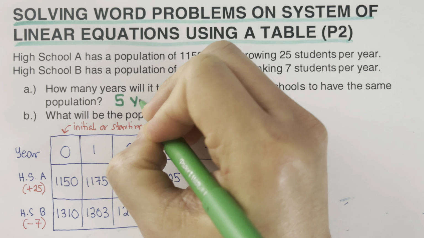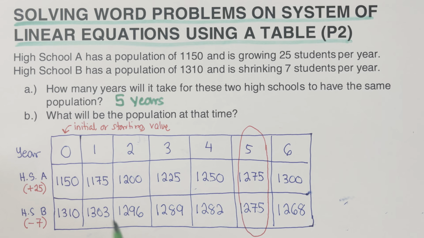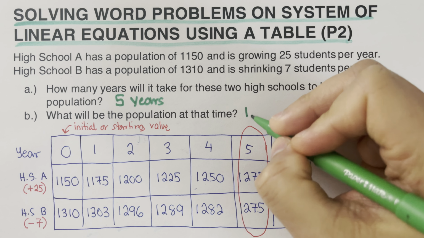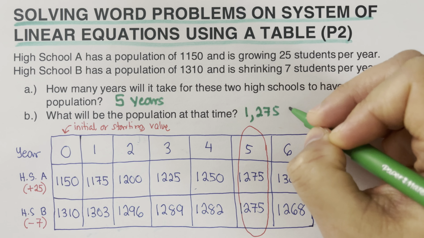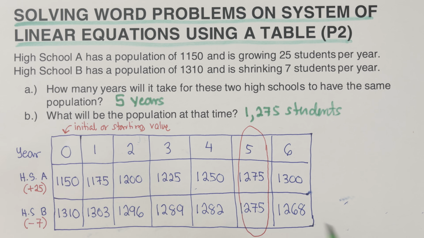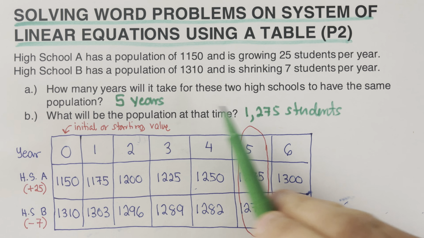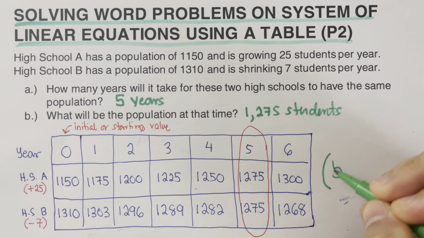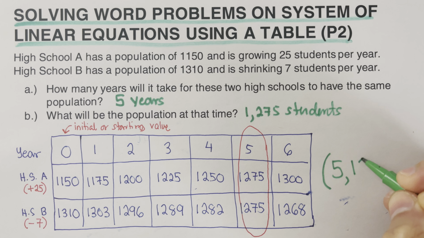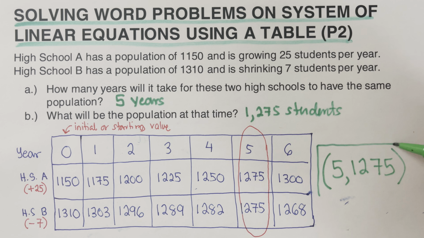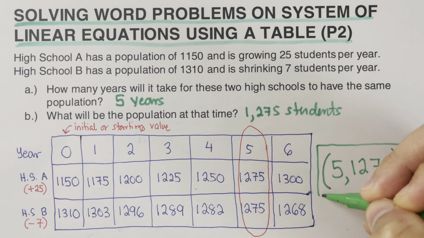So I'm just going to label that up here. And then what will be the population at that time? So that would be 1,275 students. We can also write this problem or this solution that we have here in coordinate form. That would be 5 and then 1,275. So this is in coordinate or ordered pair form.